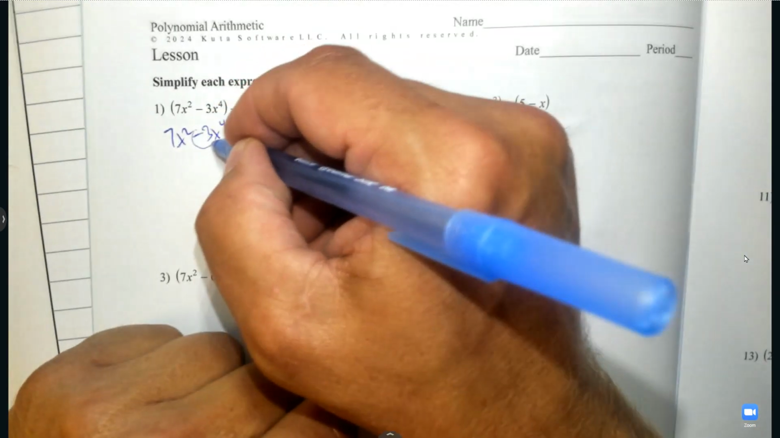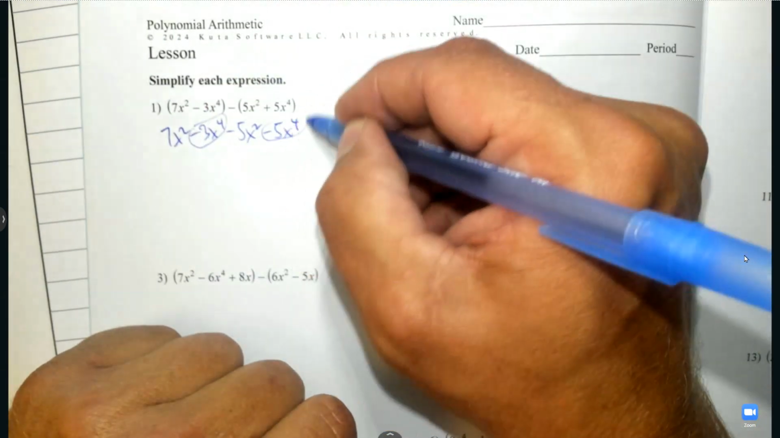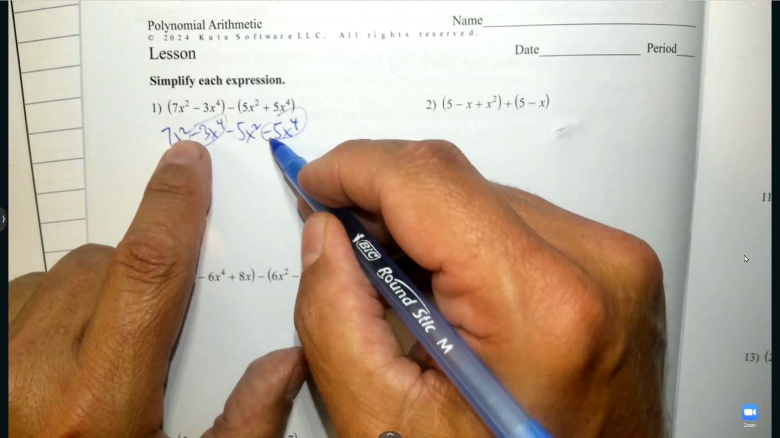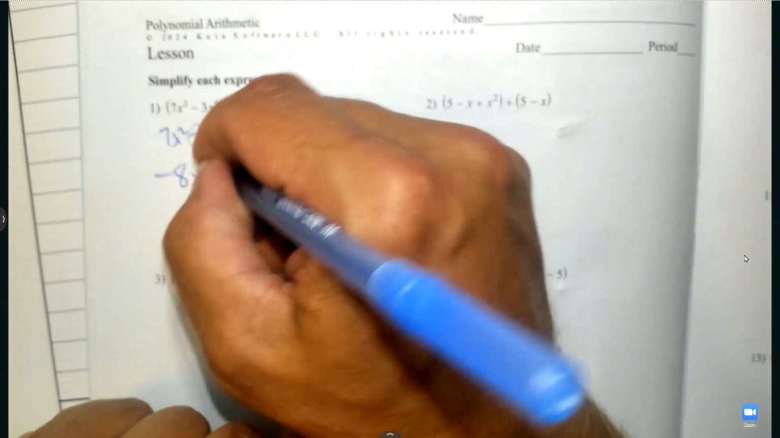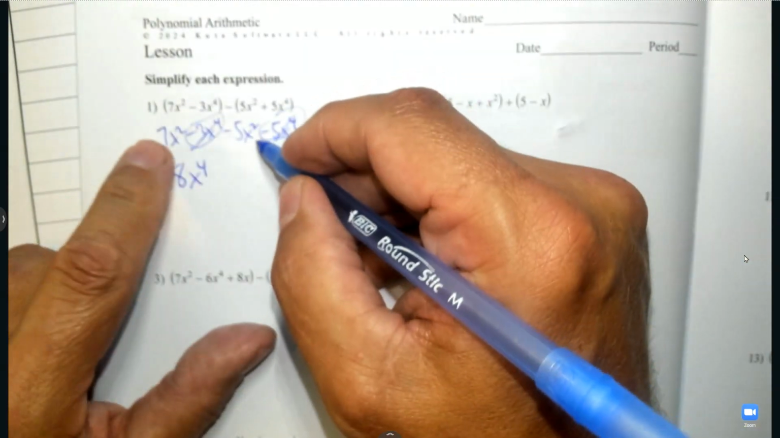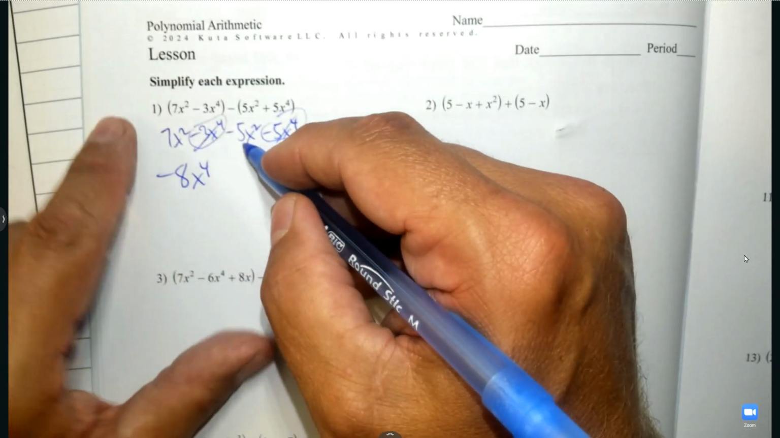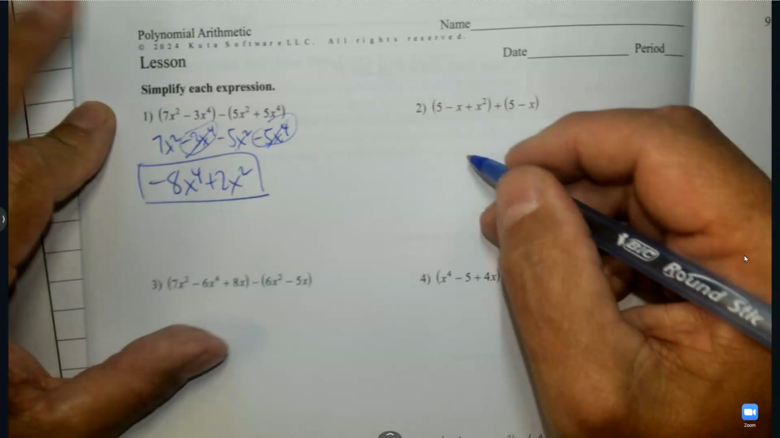Identify the term with the biggest exponent. Is there another one that matches it? If the signs are the same, you add them. That's negative 8x to the fourth, cross it out. x squared and negative 5, again, combine them. Positive 7 and negative 5, that's plus 2, and you have your answer. You should try it first, right?